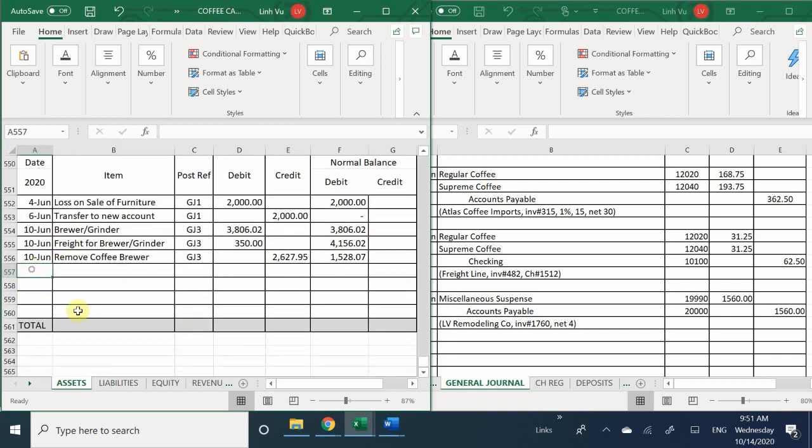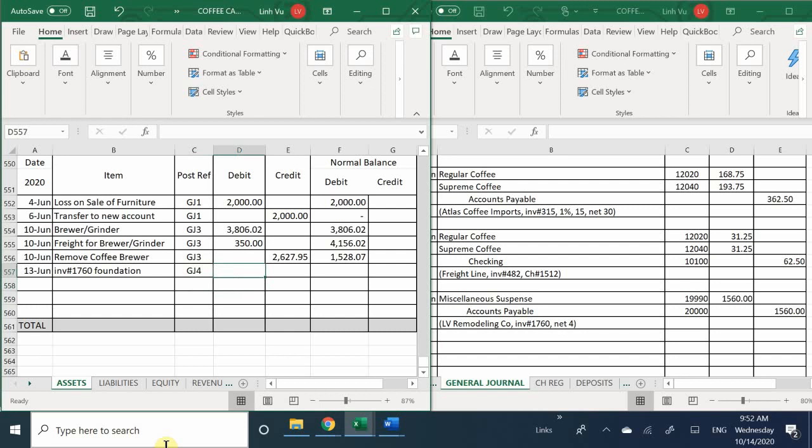Okay, so I'm going to go ahead and add in the 13th. We know that we received an invoice, but I'm going to go ahead and write invoice number 1760, and I'm going to write foundation, okay? And general journal number 4.